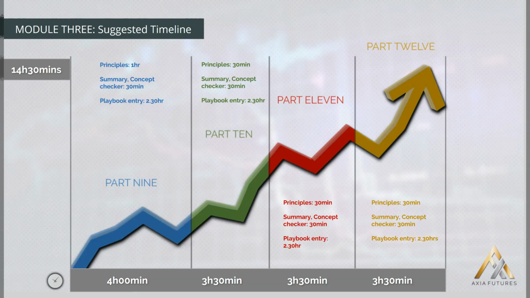Then in part 11, again 30 minutes to principles, 30 minutes to your summary and concept checker, and 2.5 hours to the playbook. And lastly, part 12, again 30 minutes to principles, 30 minutes to the concept checker, and 2.5 hours to your playbook. As you will notice, we're going to spend an extensive amount of time developing our playbooks. As you go through the module, you'll understand why.